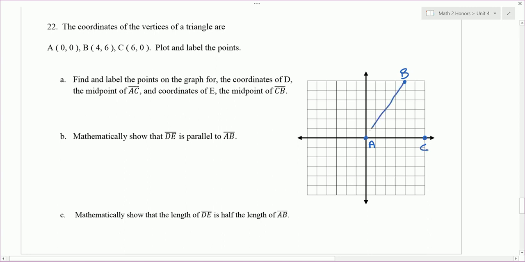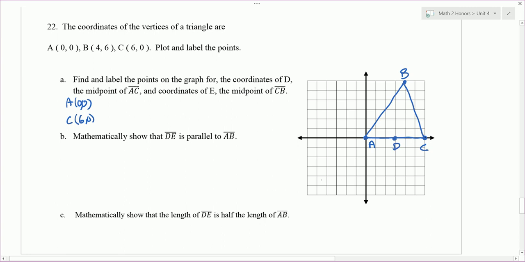So draw in your triangle ABC. A says find and label the points on the graph for the coordinates of D, which is the midpoint of AC. Okay, so A is (0, 0). C is (6, 0). And so we could see where the middle is.